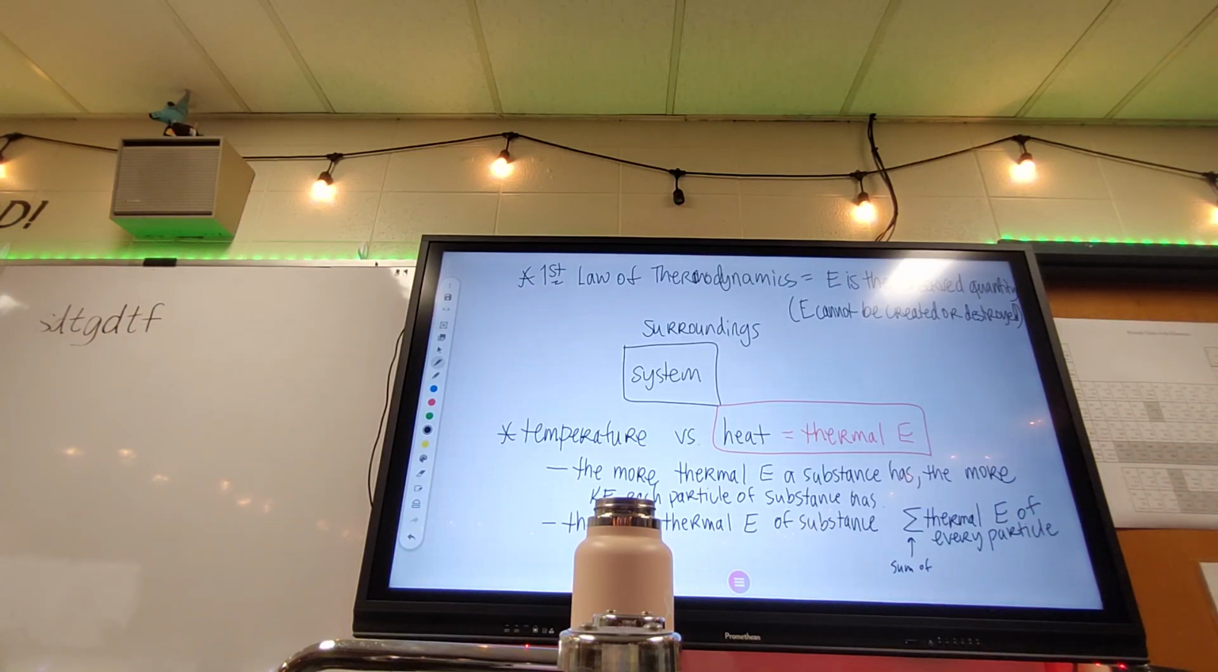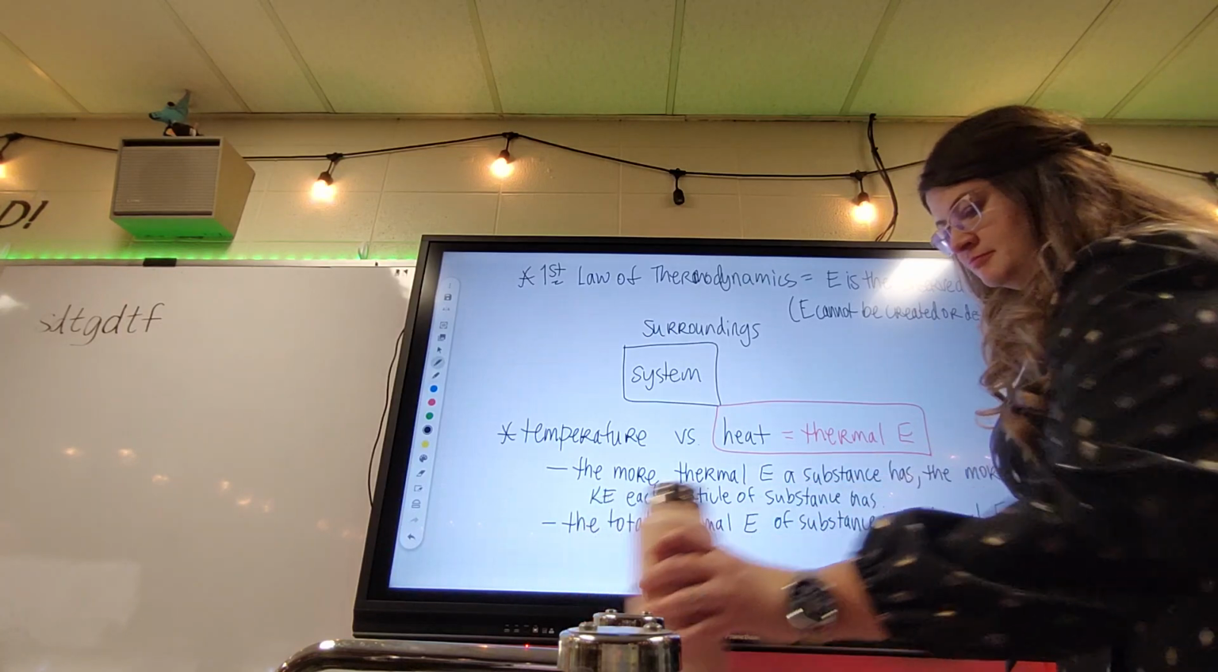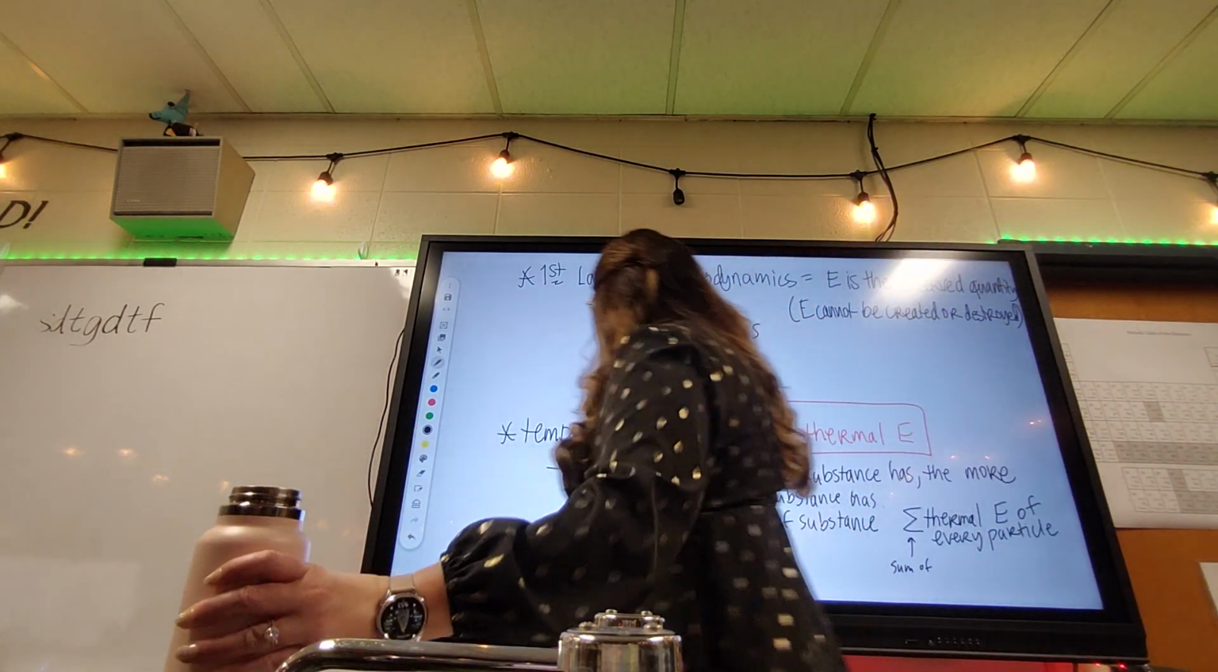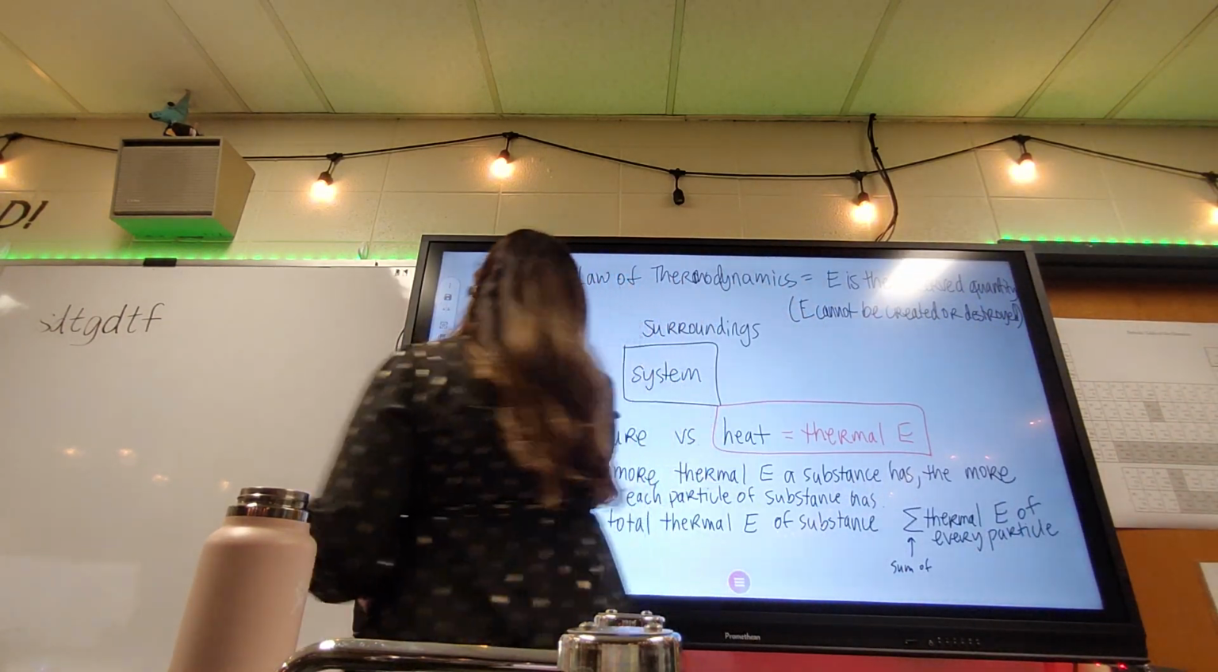So the total thermal energy of a substance is the sum of all of its particles' thermal energy. So then what is the difference? What does the temperature have to do with this?